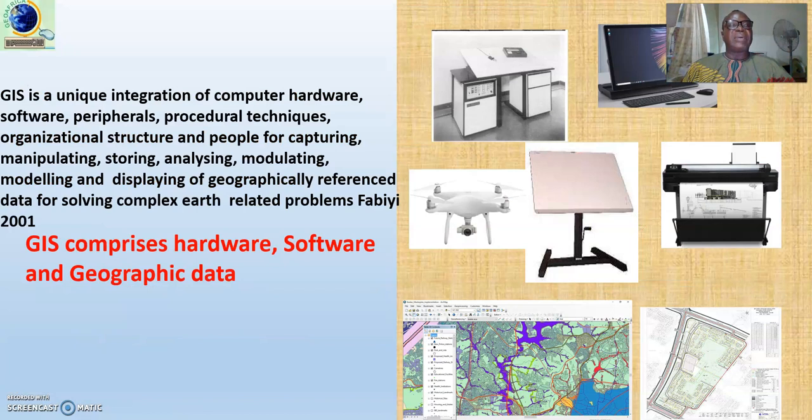In 2001, there was a definition by Fabi, 2001, which says that GIS is a unique integration of computer hardware, software, peripheral procedural techniques, organizational structure, and people for capturing, manipulating. Capturing means bringing data into the computer systems; then manipulating, storing, analyzing, modeling, and displaying geographically referenced data for solving complex health-related problems.